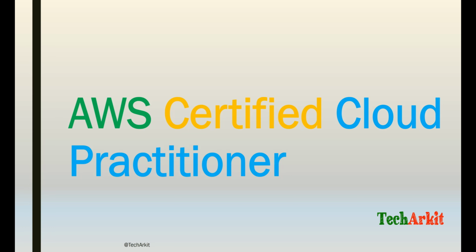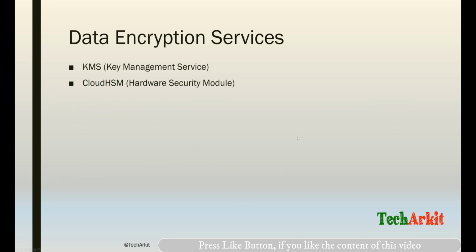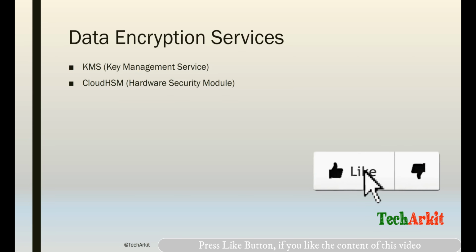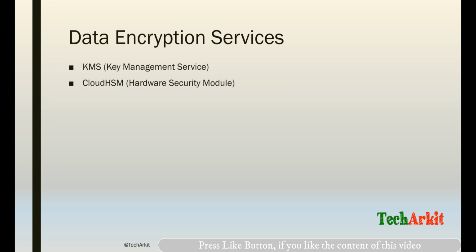My name is Ravi. In this video session, we are going to see the AWS Certified Cloud Practitioner course. The next video is about data encryption services. What are the data encryption services you have? What are the types you can use to encrypt the data? One is KMS, another is CloudHSM. So, Key Management Service and Hardware Security Module. These are the two services you can use to encrypt the data in any other service you stored on AWS. Let's see what the service types are and how you can encrypt the data.